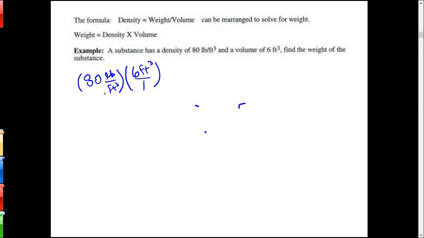So I've got cubic feet on the top and I've got it on the bottom. See, they cancel, all right? And so you see, I'm just left with pounds there, aren't I? They're the only unit left on the top, okay? So it's just like algebraic variables. I've got 1 on the top, 1 on the bottom. I can cancel them out. And then I take 80 times 6, and that ought to be about 480, I think. Pounds, okay?